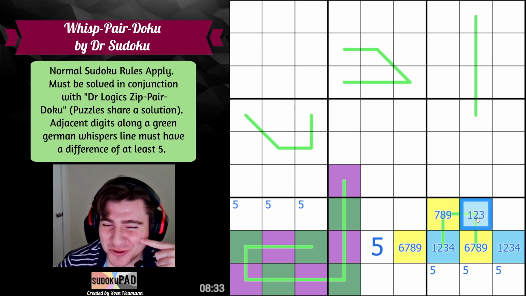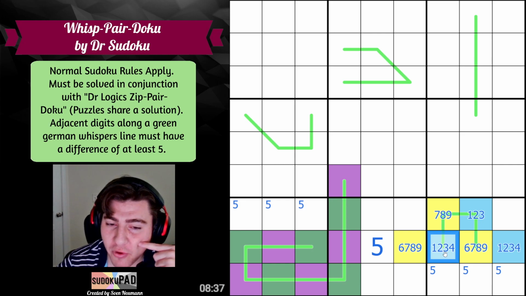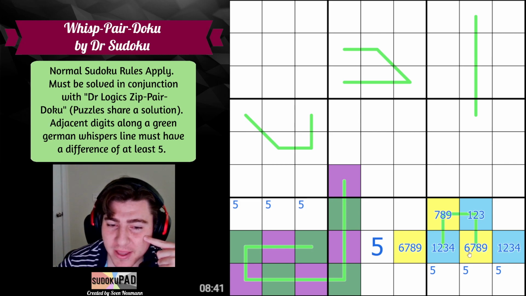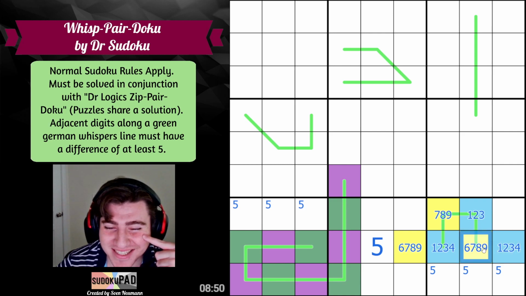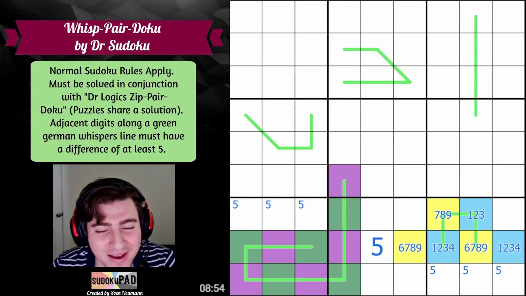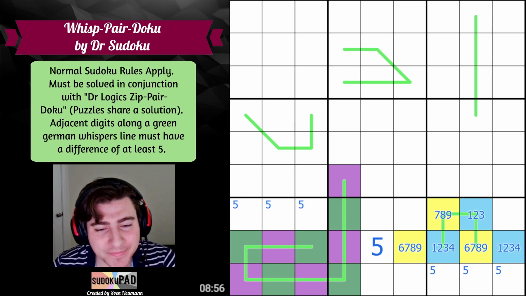Cell 2 is 1, 2, 3. Then if we jump down to cell 4, 4 is 1, 2, 3, 4. 5 is 6, 7, 8, 9. And 6 is 1, 2, 3, 4. Which sadly doesn't help a lot, given the fact that 1, 2, 3, 4, and 6, 7, 8, 9 all can form pairs that add up to 10.